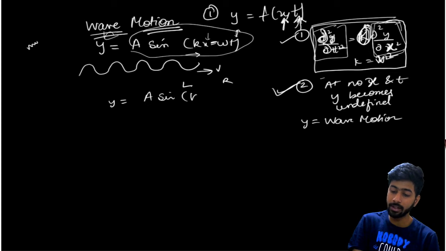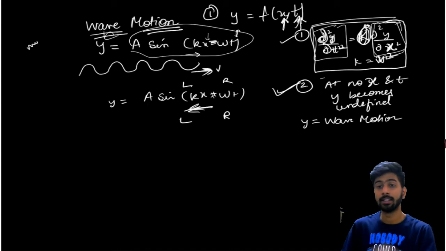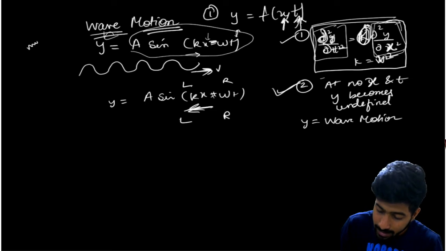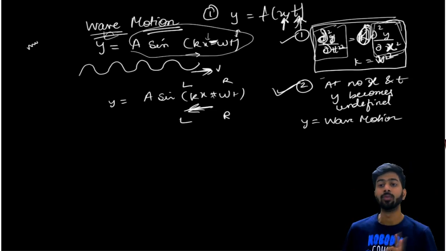If you have something like y is equal to sine kx plus omega t, then your wave is moving from right to left. If minus, then left to right. If plus, then right to left. This is how the plus or minus defines the direction of velocity, right? But is the wave actually moving? What is actually happening? Let's look at that.